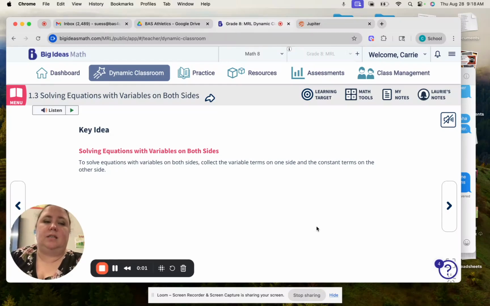All right, so this is lesson 1.3, solving equations with variables on both sides. You've been doing this. We have to rearrange and simplify our equations so that you have your x or v or t, whatever the variable is, isolated on one side and every other number on the other side. We like left and right, but that's not necessarily required.